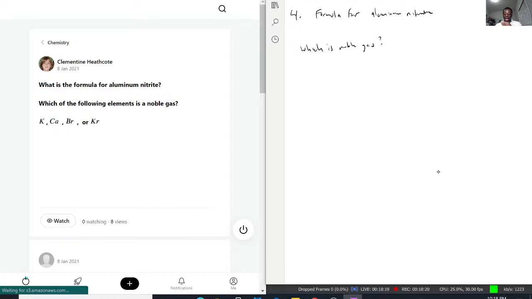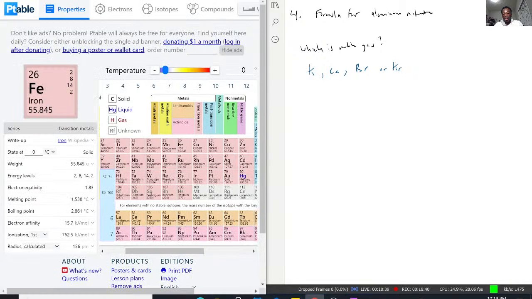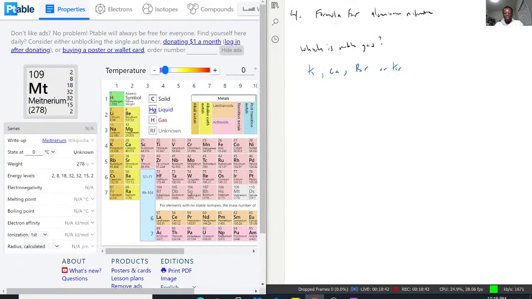So for this, actually, I would prefer if we started with the noble gas question, because this is a matter of going through the periodic table. We're given potassium, calcium, bromine, or krypton. All right? And with these choices, if we go to the periodic table, we can just quickly eye them out. Potassium is on the first column. That is known as an alkali metal. Calcium, second column, which is known as an alkaline earth metal.